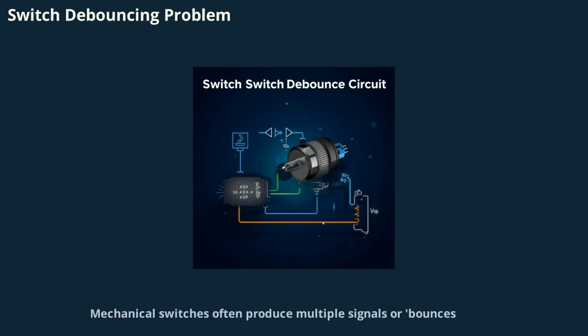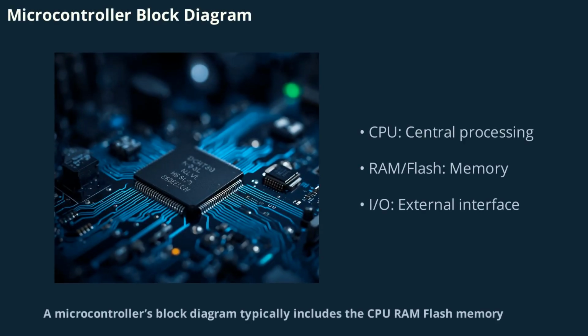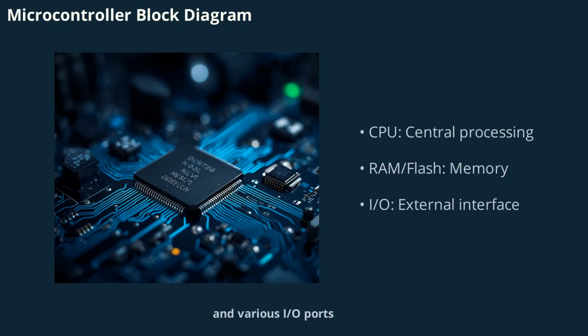Mechanical switches often produce multiple signals or bounces when pressed or released. This can cause unintended multiple transitions in digital circuits. Debouncing techniques, both hardware and software, are used to ensure a single clean transition, improving the reliability of user inputs in embedded systems.